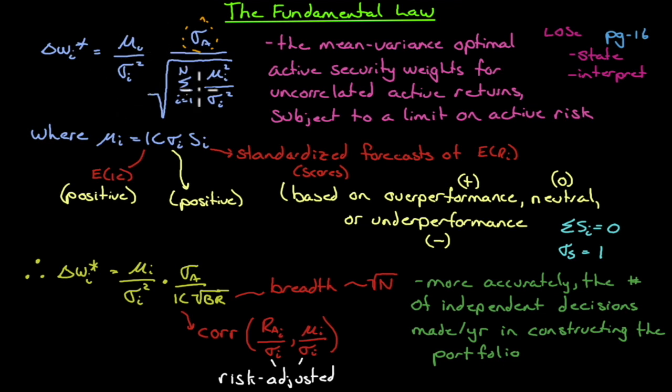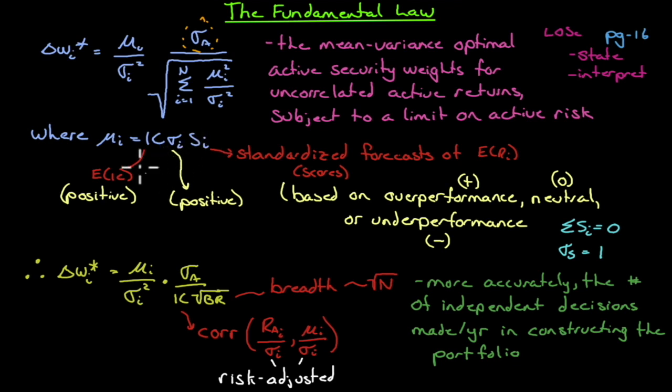Well, this is just hard and difficult to work with. We don't want to work with summations. We'd rather deal with something nice and simple. So we're going to simplify here. Let's let our subjective estimate or forecast of active returns, mu I, equal IC times sigma I times SI.